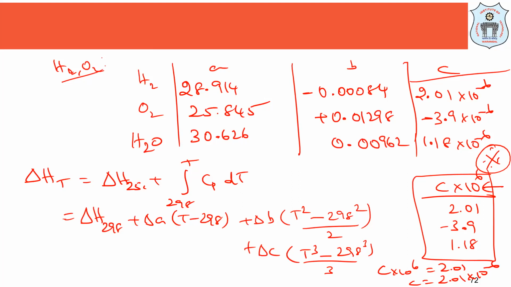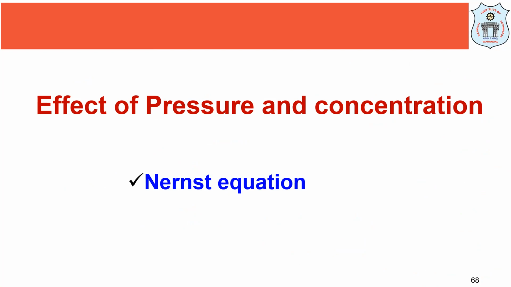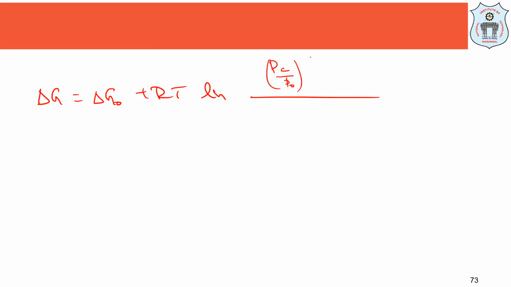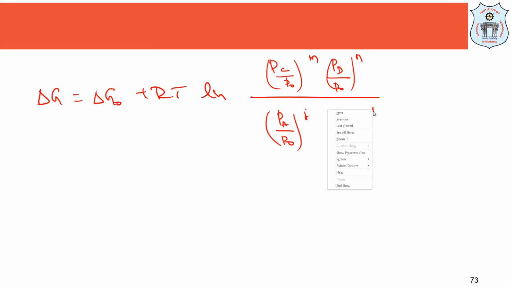Any fuel cell operating at a theoretical efficiency will produce no current and therefore it will be of no practical value. Okay. And if you look at the effect of pressure, you will write the Nernst equation. The Nernst equation is given by delta G equal to delta G naught plus RT ln of (PC by P naught) power M, (PD by P naught) power N, over (PA by P naught) power J, (PB by P naught) power K.